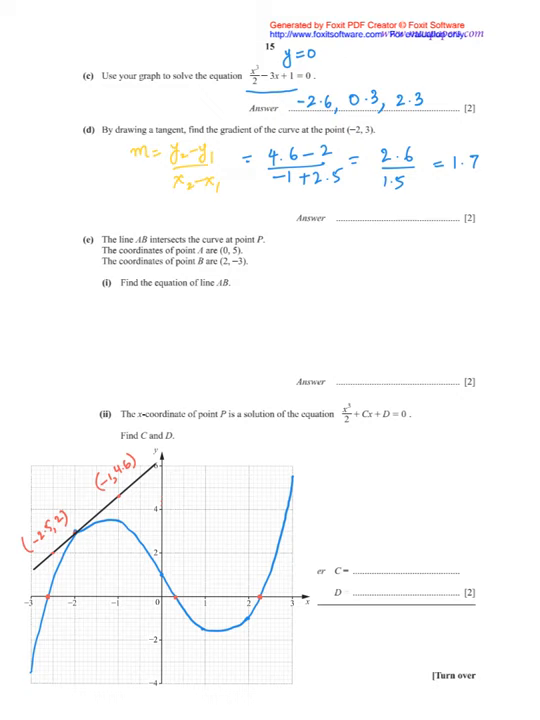For the next part, it says the line AB intersects the curve at point P. The coordinates of points A and B are known. Find the equation of line AB. For the equation of a line, first we need to find the gradient. Let's say point A has coordinates x1, y1 and B is x2, y2. So the gradient formula is y2 minus y1 divided by x2 minus x1.